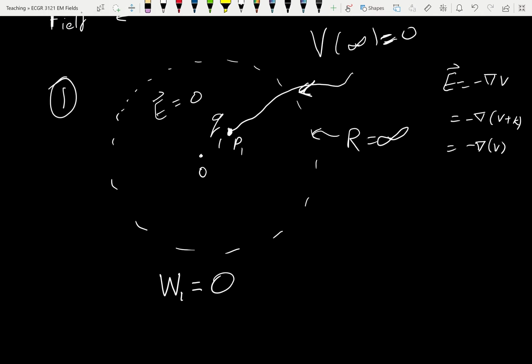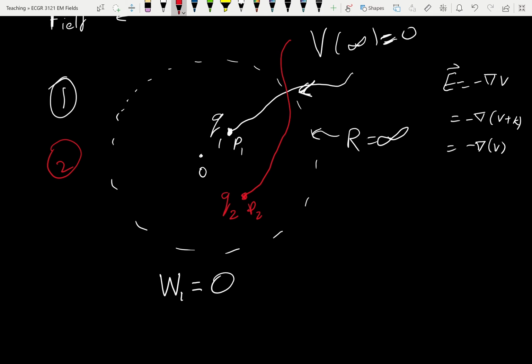And let me do step 2 in red. I want to take now another charge from infinity. I'm going to move it to some other point, P2. And this is Q2. How much energy do I need to move this other charge? Well, right now the situation is different. E is no longer 0, because I moved the original charge, Q1, into space. This new charge, Q2, is going to be opposed by the field that's emanating from Q1.